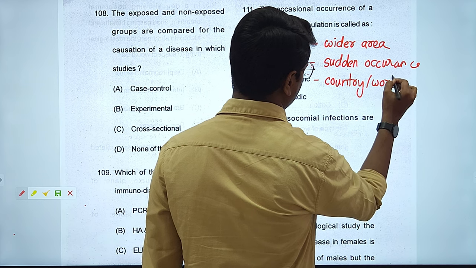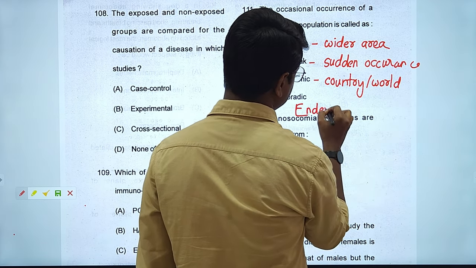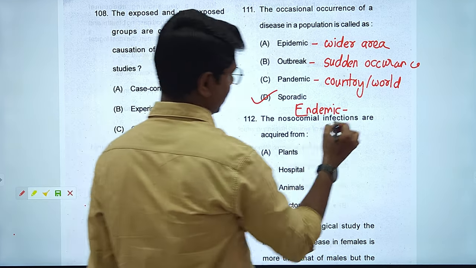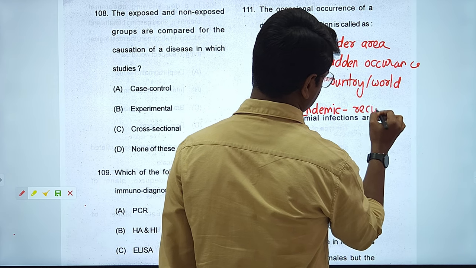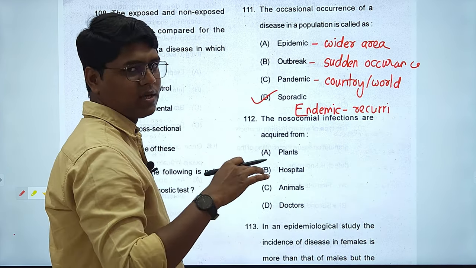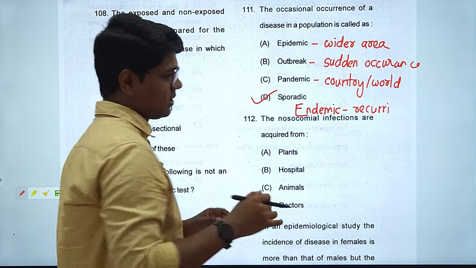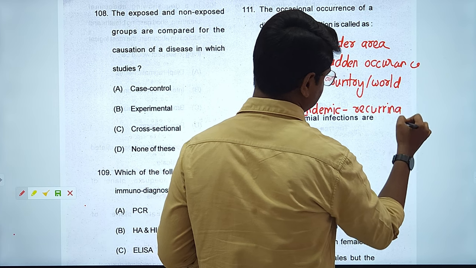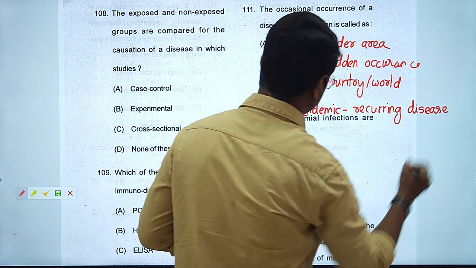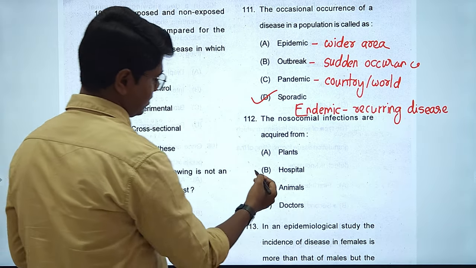Another term is endemic. Endemic is used for a particular place where a disease is recurring. Suppose PPR is endemic to Odisha, or PPR and RP are endemic to Jammu and Kashmir, for example. It is a recurring disease. Nosocomial infections occur from hospitals.